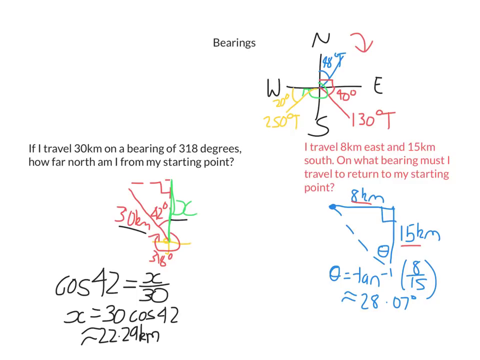Remember, the bearing has to be the angle made with the north axis in a clockwise direction. So if I'm here and I put my compass, the bearing is this angle all the way around there. So actually the bearing, I'll call that B, will be 360 minus theta, 360 minus 28.07. To the nearest degree, that's 332 degrees true. Remember, bearing has to be the angle made with the north axis in a clockwise direction. So that's all for trigonometry.